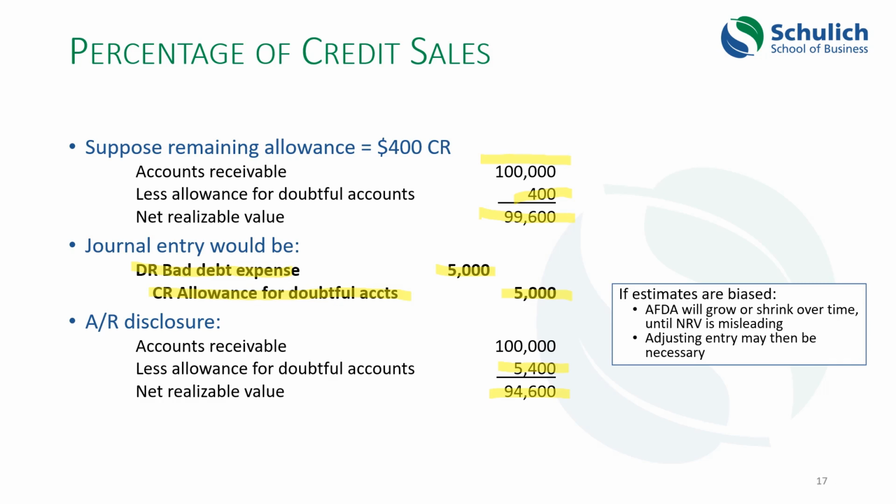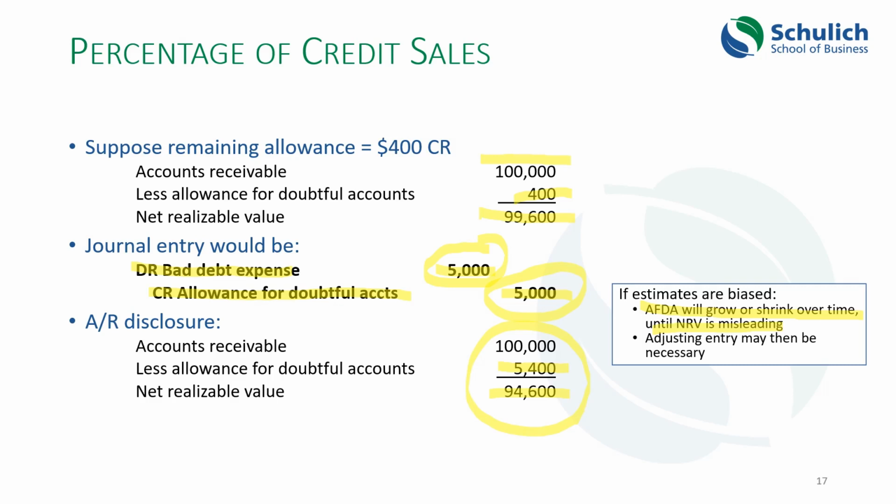But if our estimate procedure is biased and we consistently underestimate or consistently overestimate, you may find that that allowance for doubtful accounts right here, which remember is the balancing entry, where our focus was on the bad debts expense, if that balancing entry is slightly biased, you could find that the allowance for doubtful accounts will grow or shrink consistently over time until the net realizable value is misleading. And at that point in time, when we realize that this amount right here is actually misleading, you may have to do an adjusting entry to bring it back into line.